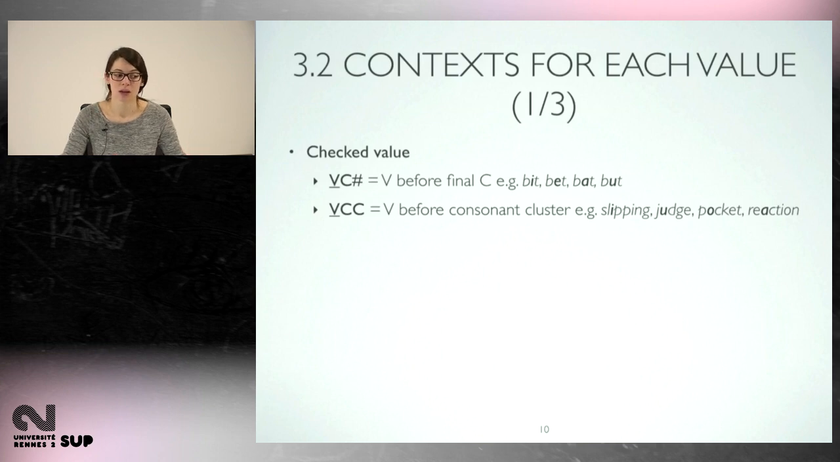So in slipping, you have the I followed by the consonant cluster P, P, double P. In judge, the U is followed by the consonant cluster D, G, and you can see that you have an E after the G, but that does not change anything for the pronunciation of the vowel, because what's important is that it's followed by a consonant cluster. In pocket, the vowel O is followed by C and K, which forms a consonant cluster as well. And in reaction, you have two consonants again, C and T, that form a consonant cluster, and that comes right after the A. So what is a consonant cluster exactly?